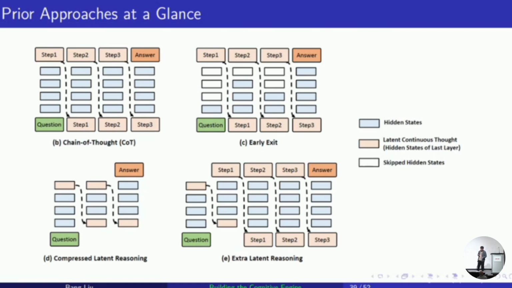They also compress the latent reasoning. So you don't need to output the final reasoning tokens. You just continue the generation in the latent space and directly output the answer. And there is also extra latent reasoning, where you inject some special tokens.